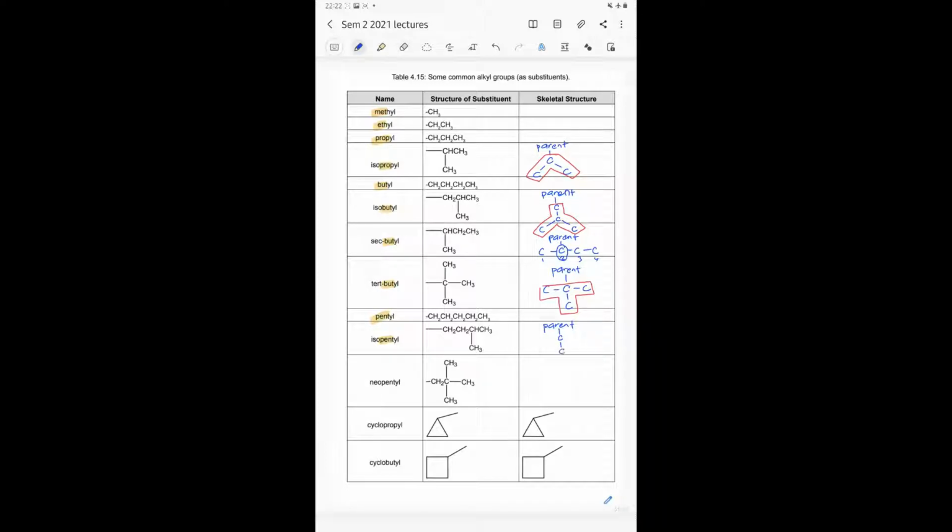Should be 1, 2, 3. Should be longer. Okay, 4, 5. Parent chain. Maybe we need some space for the next drawing, so I'll draw like here. Okay, so the parent chain is attached to 1, 2, 3, 4, 5 carbons. Okay, what can you see about the shape?